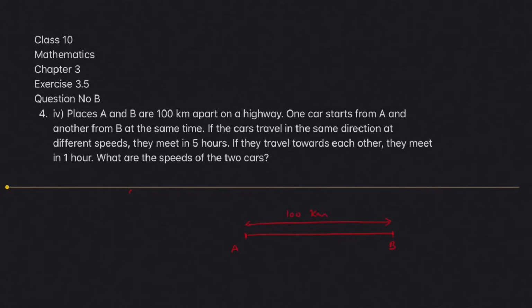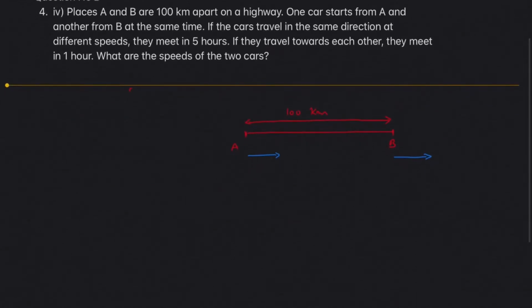So A and B start from, now the first case is if they travel in the same direction. So they both start moving, A to B and B moving onward. Then they meet in 5 hours. Okay, that is going to be 5 hours. So let's look at the solution.